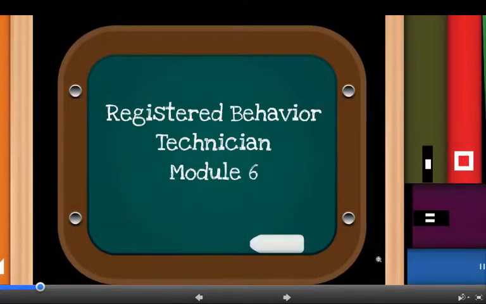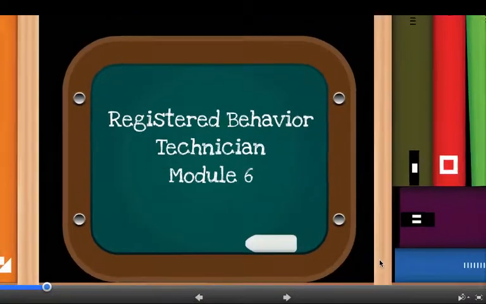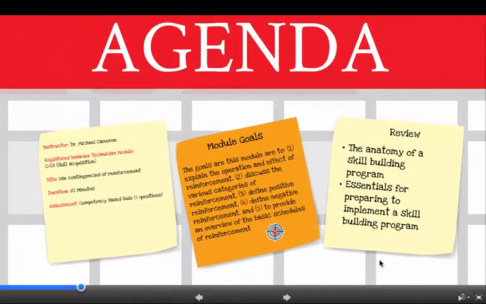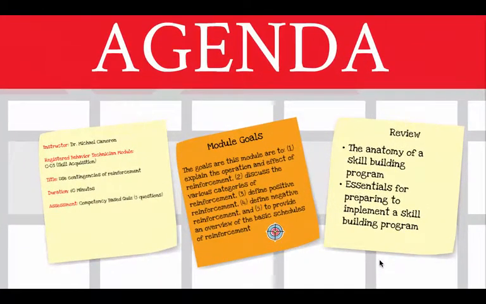This is the Registered Behavior Technician, Module 6. The specific strand that it comes from in terms of the Registered Behavior Technician task list is C03, the skill acquisition area. The title of the presentation is Use Contingencies of Reinforcement, and the duration of this presentation will be 60 minutes, similar to other modules, and of course there'll be a competency-based assessment at the end of the module that consists of 5 questions.